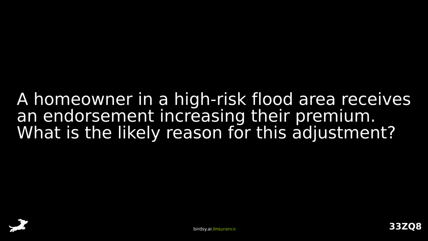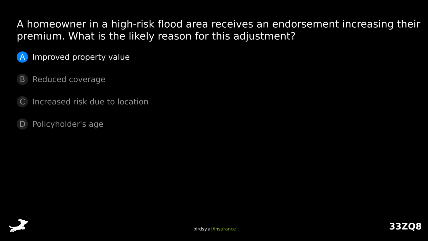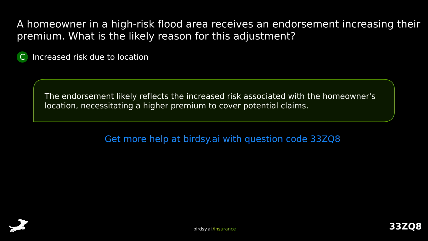A homeowner in a high-risk flood area receives an endorsement increasing their premium. What is the likely reason for this adjustment? Is it A, improved property value, B, reduced coverage, C, increased risk due to location, or D, policyholder's age? The answer is C, increased risk due to location. The endorsement likely reflects the increased risk associated with the homeowner's location, necessitating a higher premium to cover potential claims.